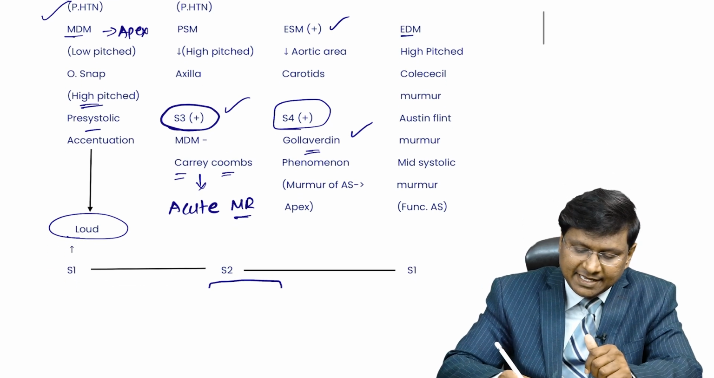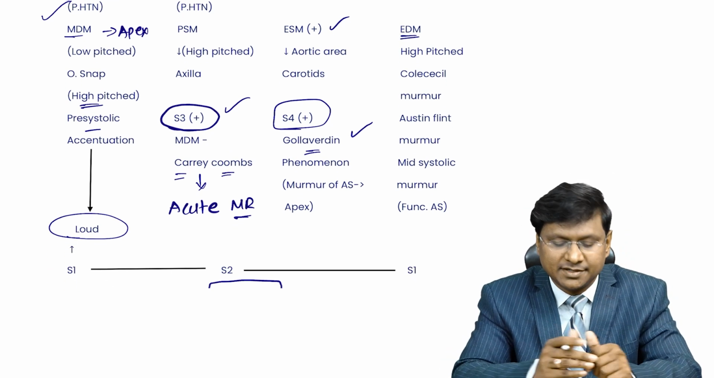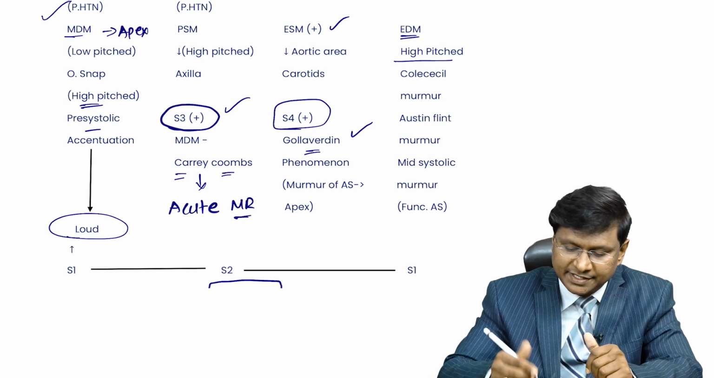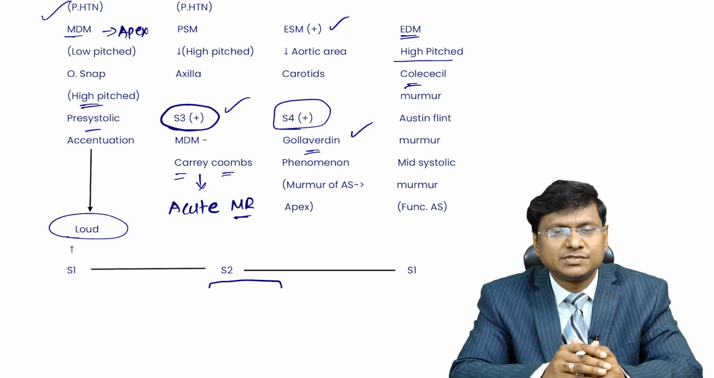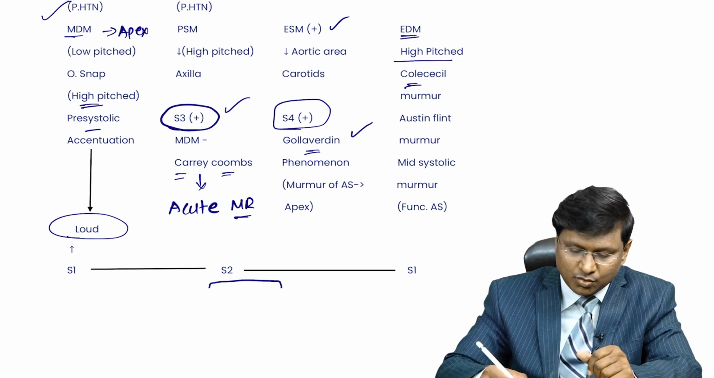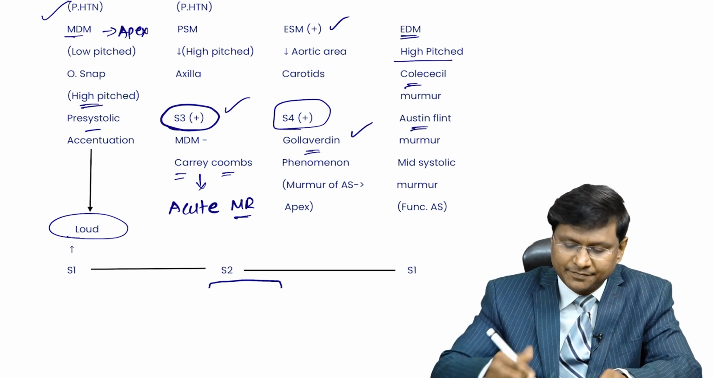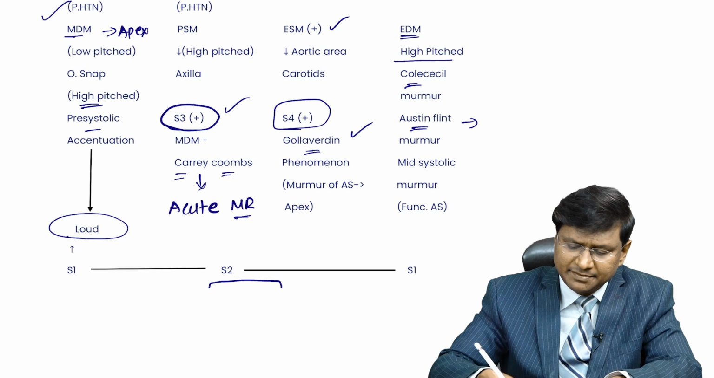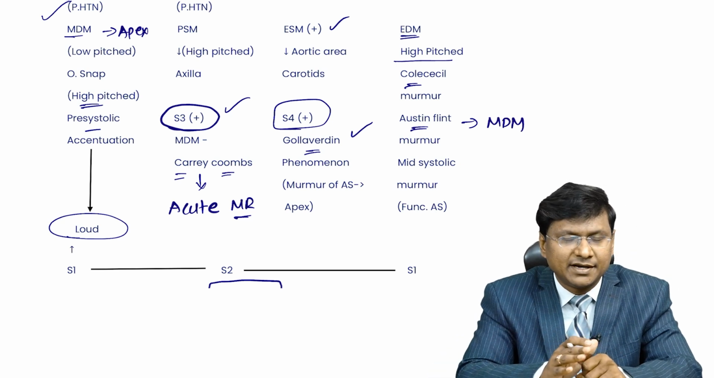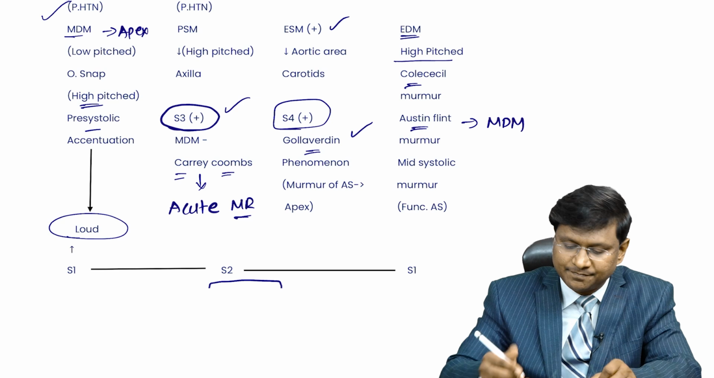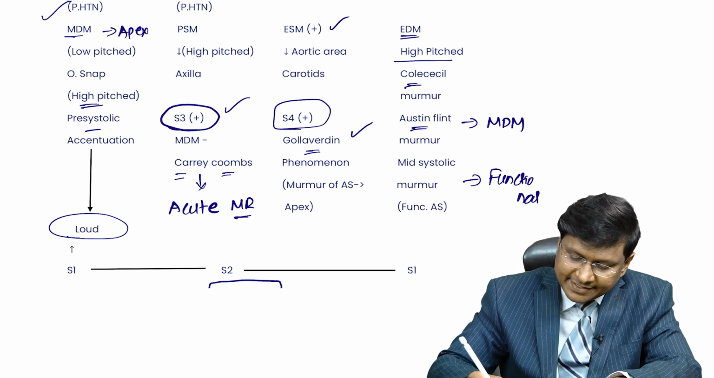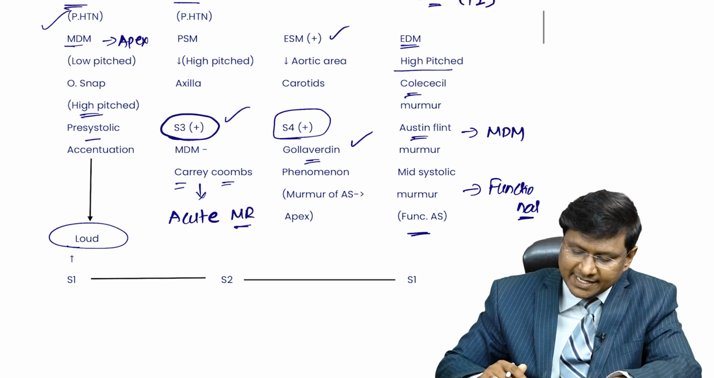And the murmur that you will have is the early diastolic murmur, and it is a high pitched murmur in case of AR. And you will have what is called the Cole-Cecil murmur, where the AR murmur radiates to the axilla. And you will have a functional murmur, the Austin Flint murmur, which is a functional mid-diastolic murmur. And in case of AR, and that too in patients with severe AR, there can also be a functional mid-systolic murmur as well, right?